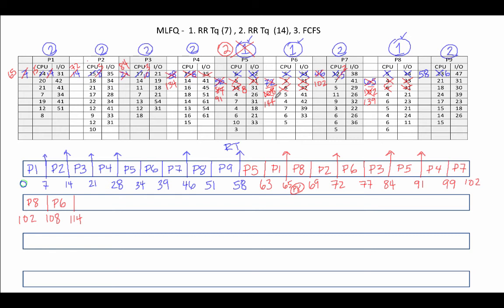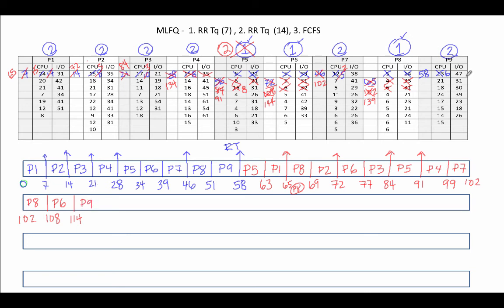So now the current time is 114. Our 2 level 1s are out in I/O. P6 gets back at 144, P8 gets back at 139. So now it's time to take a look at our level 2s. We have P9 that got there at time 58. So we're going to run P9.